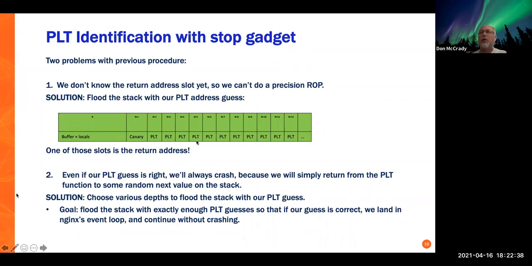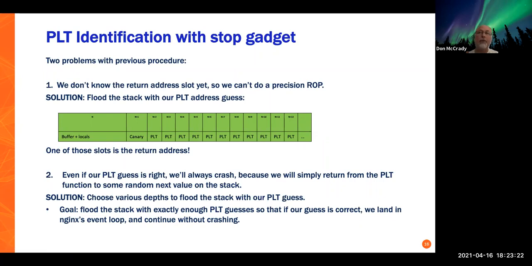So we don't necessarily have to know at this point the exact slot that the return address is in, as long as we flood it with enough that we know we're going to reliably hit the return address. Now, there's another problem. Even if we guess correctly that this is the address of the base of the PLT, we're going to ROP to this, and it's going to return to this, and return to this, and return to this. It's going to slide all the way down. When we hit the end of our flood of PLT addresses, there's going to be some random entry on the stack here, and we're going to crash.